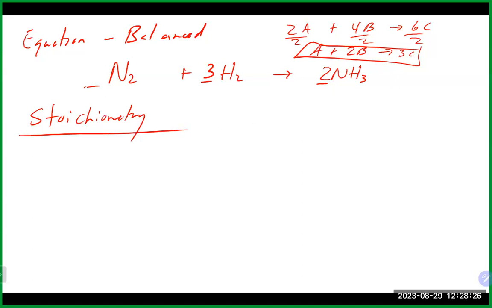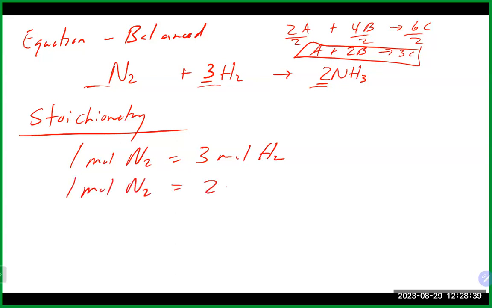That is the mole to mole relationship that we get from the balanced equation. So in this equation, we could say 1 mole of N2 reacts with 3 moles of H2. We can also say 1 mole of N2 will get us 2 moles of NH3. We can also say 3 moles of H2 will get us 2 moles of NH3. This is the mole to mole relationship that we could use to figure out how much product we should make.